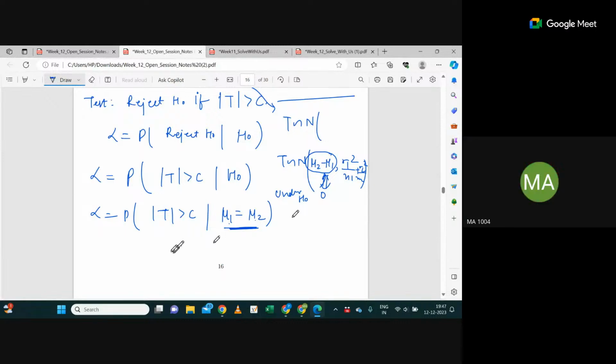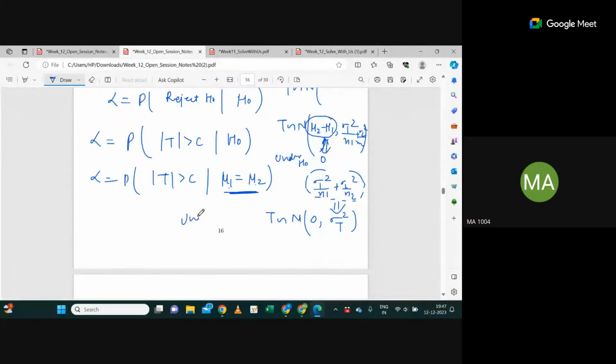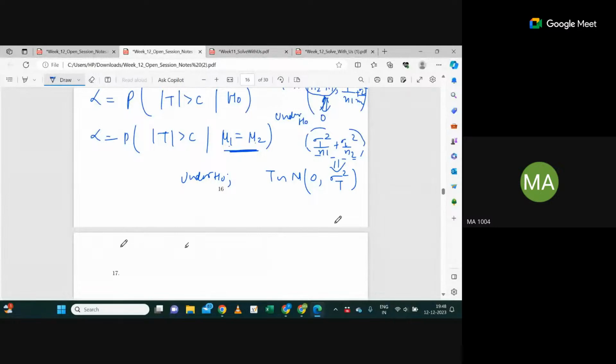So basically, T is distributed normally with mean 0 and some sigma t square. Sigma t square is nothing but sigma 1 square divided by n1 plus sigma 2 square divided by n2. I'm just representing this quantity by sigma t square, right? I can say this under H naught, because for two samples H naught will always be mu1 equal to mu2. Then under H naught, T will be distributed as normal 0, sigma t square. Yes or no?